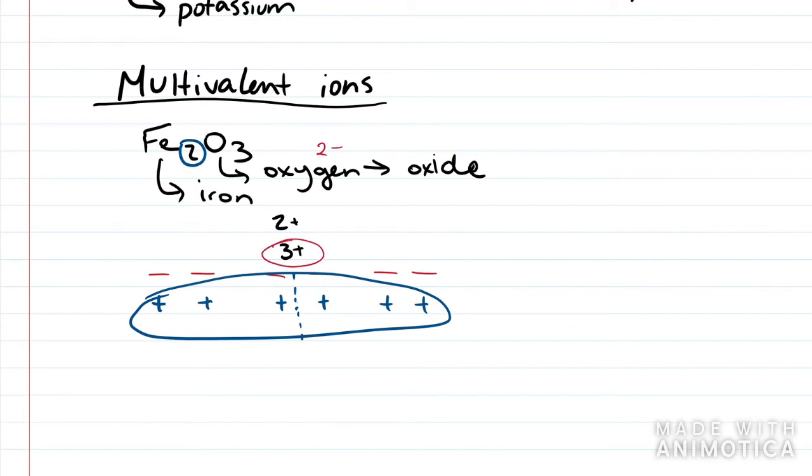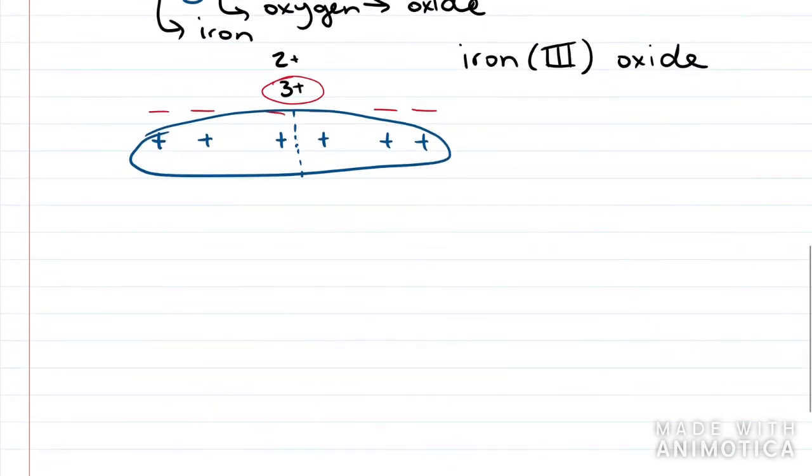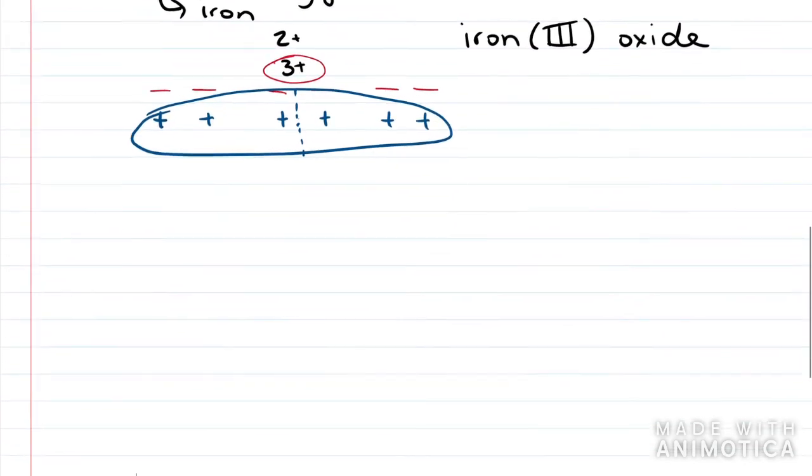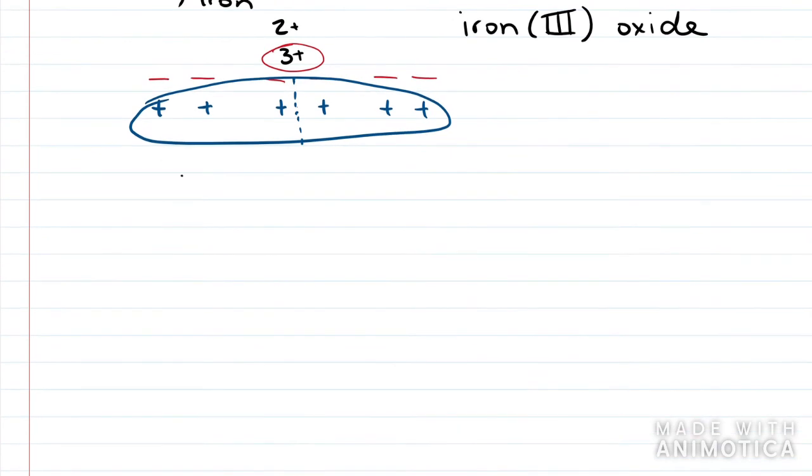I know this is a little confusing. We'll do a couple more. So it's iron, brackets, 3, oxide. So again, let's do another one, same elements, but different numbers. You are given FeO. Again, we know this is iron. We know this is oxide.